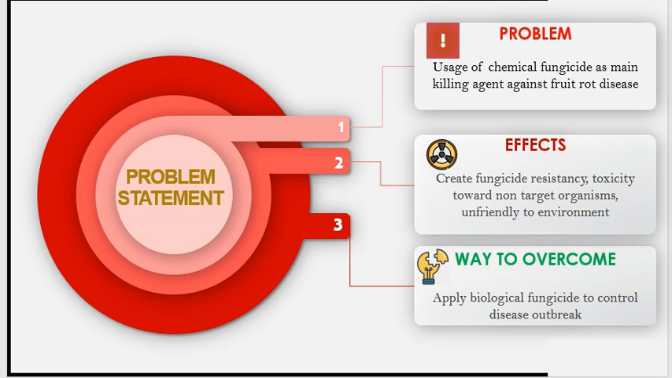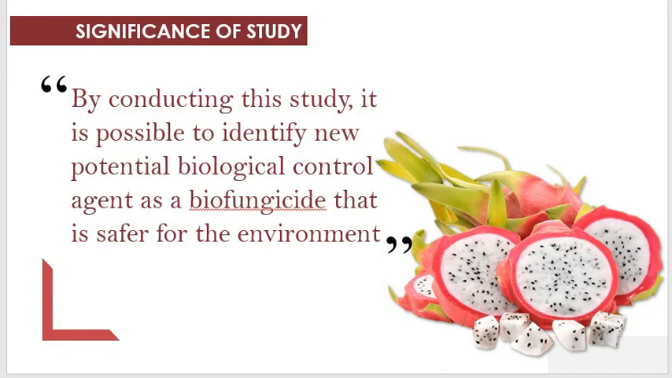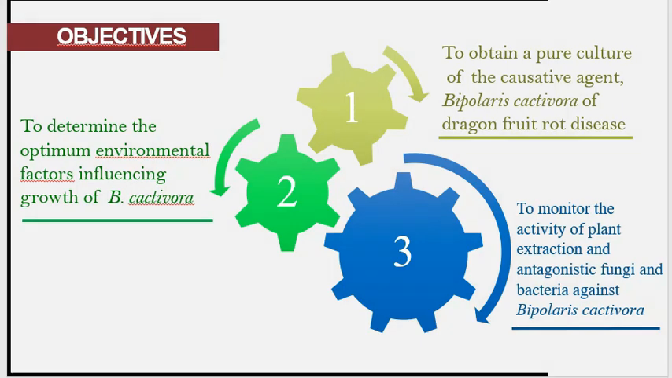The way to overcome the effects of the chemical fungicide is by applying biological fungicide to control the disease outbreak. By conducting this study, it is possible to identify a new potential biological control agent as a biofungicide that is safer for the environment. This study contains three main objectives, which are: number 1, to obtain a pure culture of Bipolaris cactivora of dragon fruit rot disease.